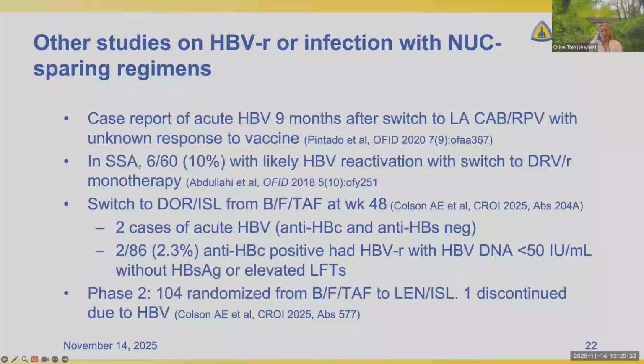There's a study presented at CROI last year where this wasn't the main part of the study. The main part of the study was looking at the switch to doravirine islatravir from Biktarvy. Data were presented at week 48 in terms of HIV outcomes, but they did also say that they had 2 cases of acute hepatitis B in 2 individuals who were core antibody and surface antibody negative prior to switching, which is why it's important to check whether people have been vaccinated prior to putting them on a NUC-sparing regimen, because there are cases of acute hepatitis B, as in the first case report as well. And then their reactivation rate in people who were core antibody positive was 2.3%, with low hepatitis B DNA levels, without any surface antigen or elevated ALT. So 2% seems to be a pretty common number in these various studies.